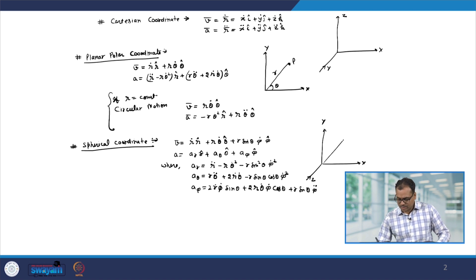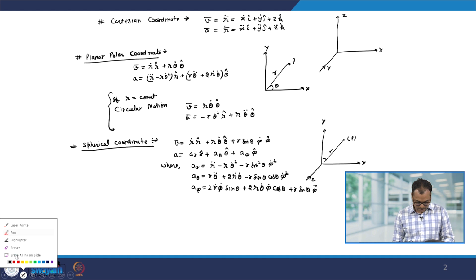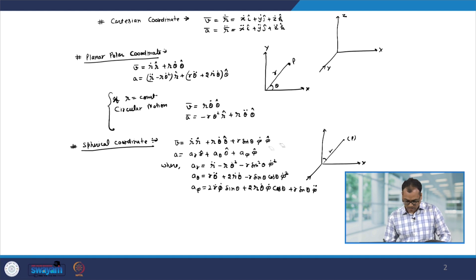Then r is the position vector of this point P, and the angle that it makes from the z axis is theta. So, this is the z axis, this one is the y axis, and its projection on the xy plane, whatever angle it makes from the x axis, is your phi.